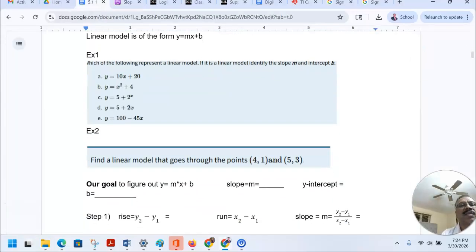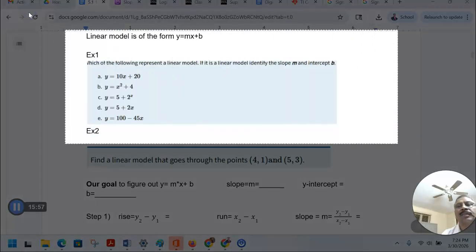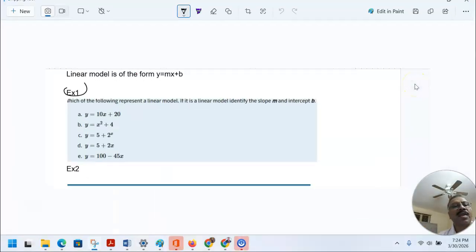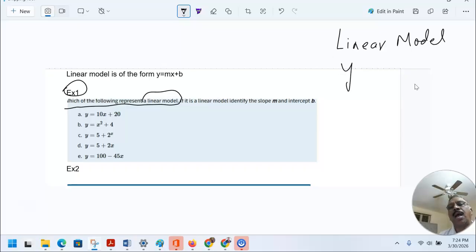So the first example is saying, how do we know which of the following are linear? So the meaning of linear, what is a linear model? A linear model is when you have y equals, and the exponent of x has to be 1. It means this could be 3x plus maybe 10.